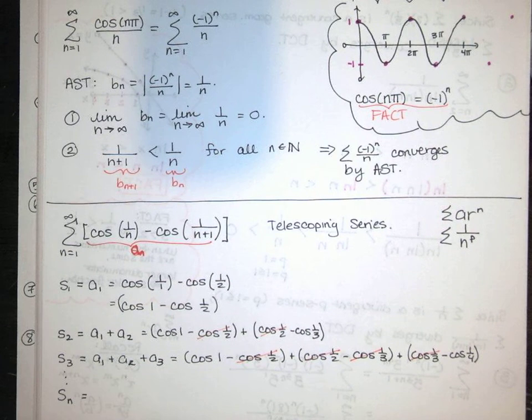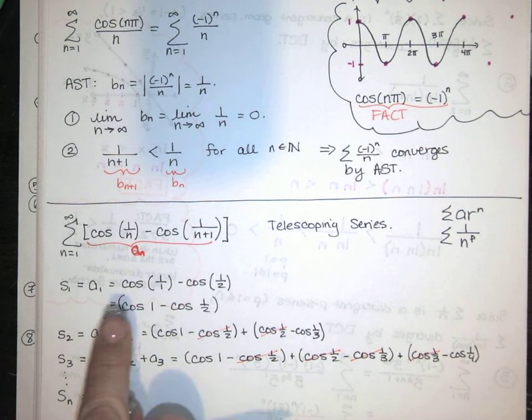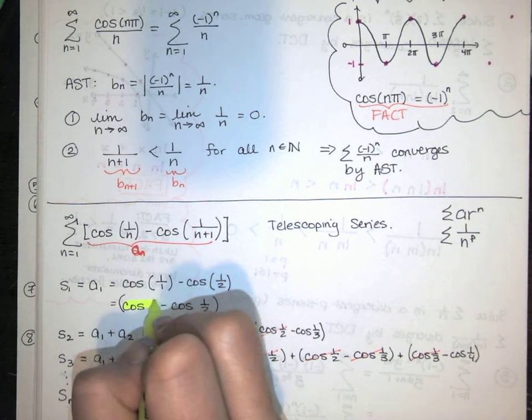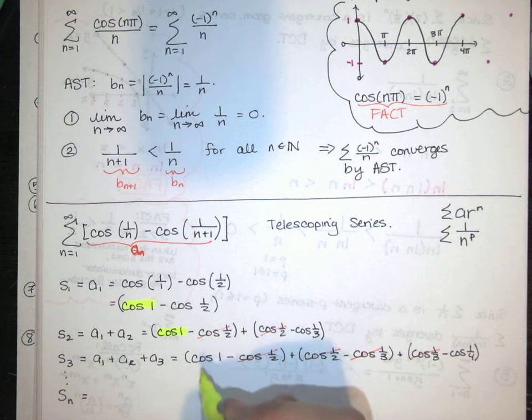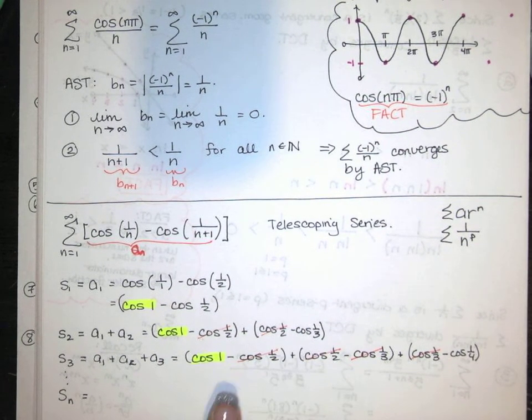The first thing I want to write down is everything that stays the same. As I go from term to term, is there anything that they all have in common? Well, look, s sub 1 has a cosine of 1 in it, and s sub 2 has a cosine of 1 in it after the cancellations. S sub 3 has a cosine of 1 in it. And I know we're getting some cancellations over here. I'm never going to get a minus cosine of 1 on this side.